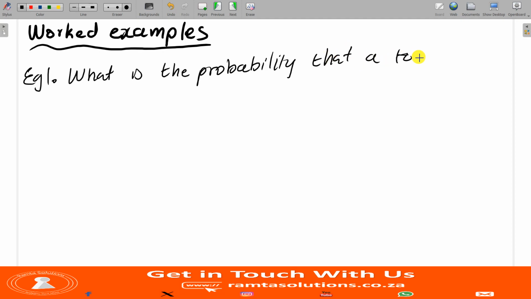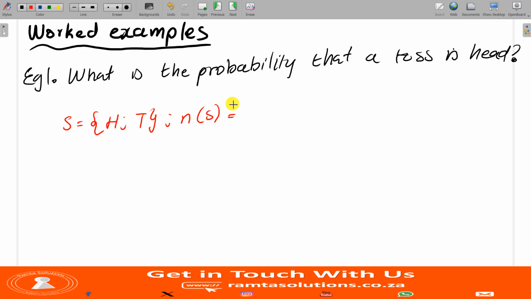a toss is head? What is the probability that a toss is head? To answer this, we will say, what is our sample space? It is head and tail. So how many outcomes in total are here? We have 2 outcomes. Now remember, the question was, what is the probability that a toss is head?